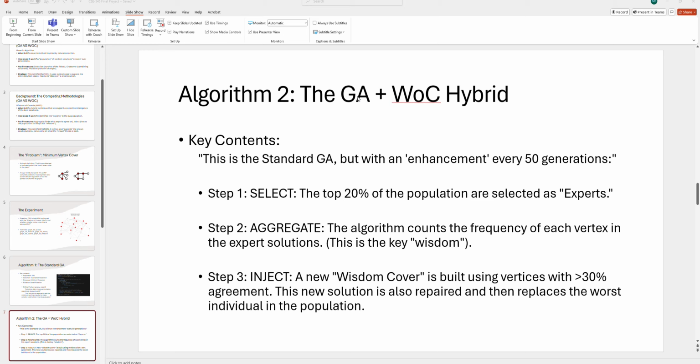This is where it's pure exploitation. It forces the population to stop exploring and instead focus on the best and most promising areas that experts have already identified. This should make it converge faster and essentially more reliably.